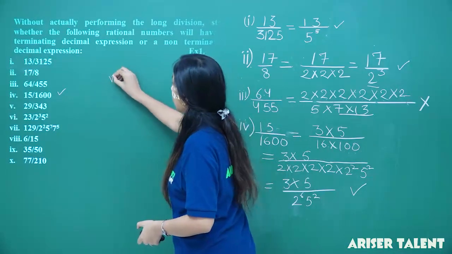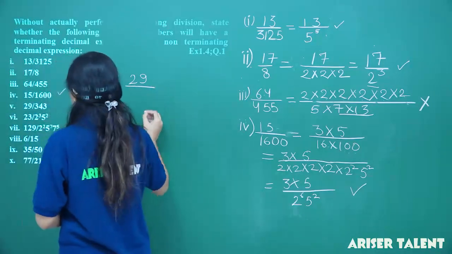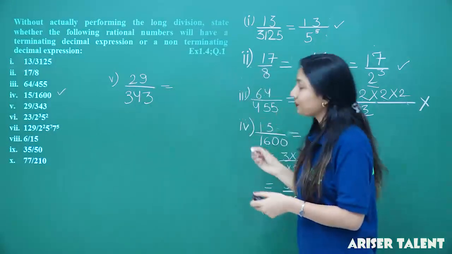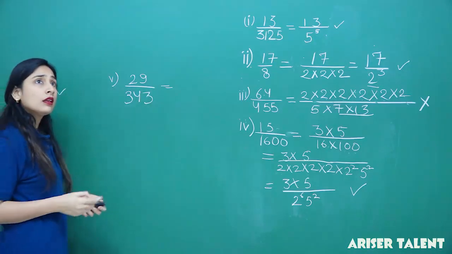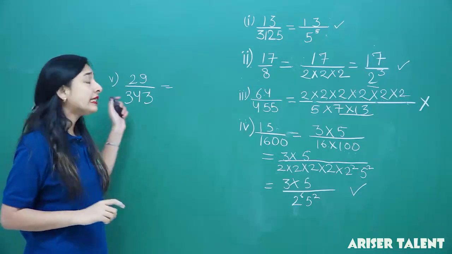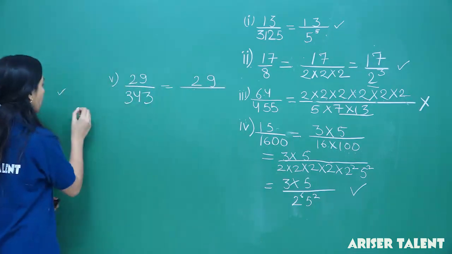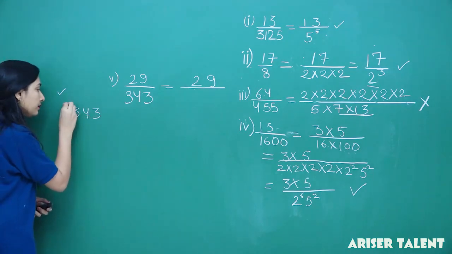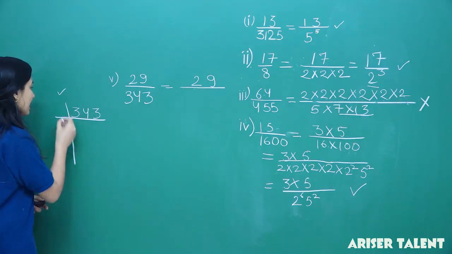Fifth one. The fifth one is what? 29 by 343, right? So we'll solve this. 29, is it divisible by 7? No. 11? No. 13? Indeed, it is a prime number. So we will write it like this only. Now 343 is not divisible by 3, not divisible by 5, divisible by 7.